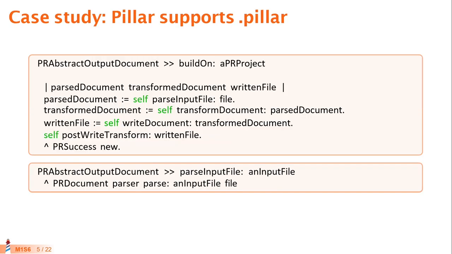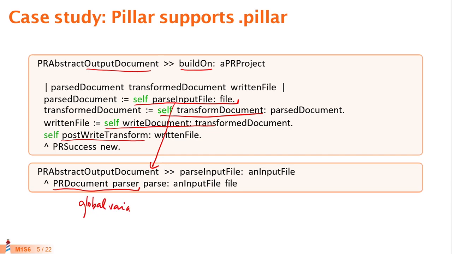If we look at the build chain, and I don't want to go into detail, in the output document, meaning to produce something, we have a builder. What we do is parse the input, then we transform the document, then we write the output, and then we do post transformation. In this parse input document step, we see the expression that I mentioned before. We ask the document class, hey, give me your parser. Basically, this is a global variable that is disguised.